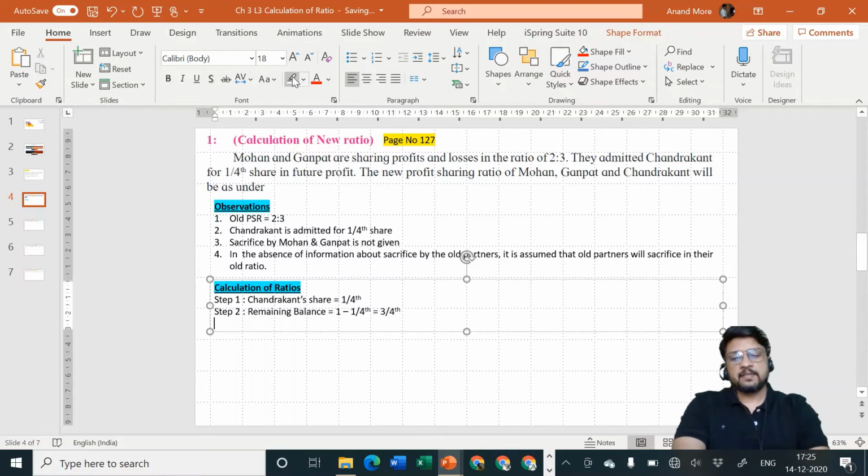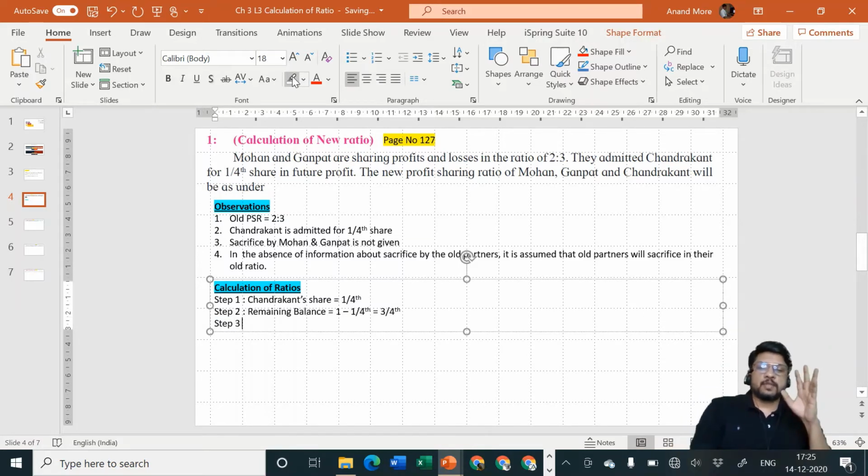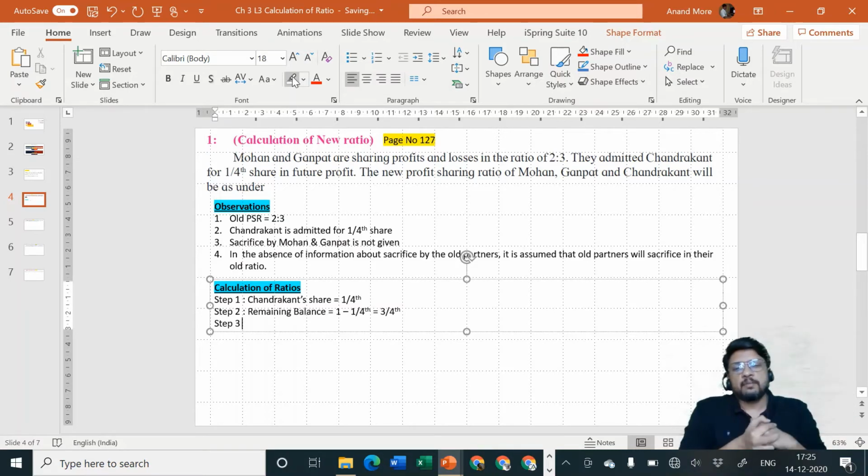Okay. Next, step number 3. So if we are going to give 1/4 share to Chandrakant, then for Mohan and Ganpat only 3/4 share will remain. If it's a big cake of which 1/4 piece is already given to Chandrakant, then only 3/4 pieces are remaining for Mohan and Ganpat, and they will be sharing it in which ratio? They will be sharing it in the old ratio, that is 2:3.